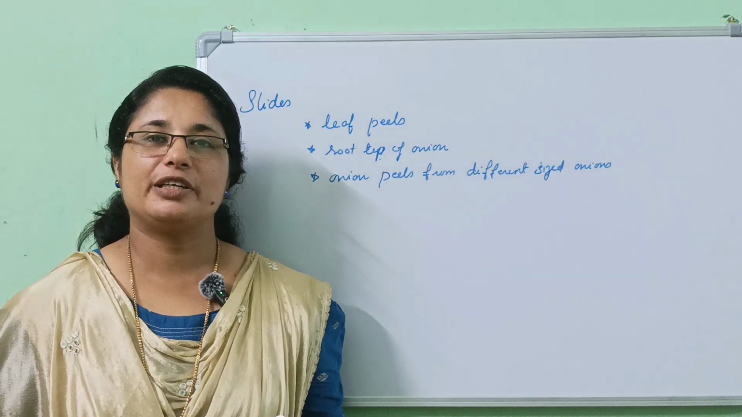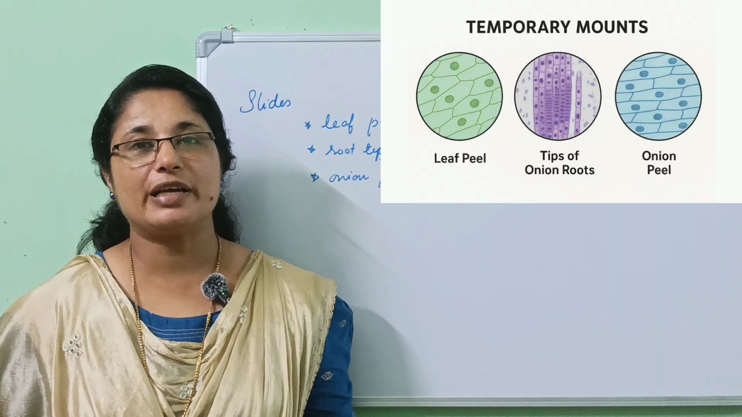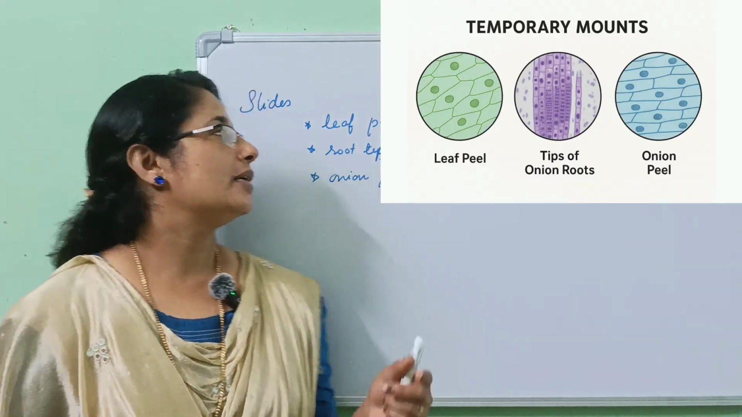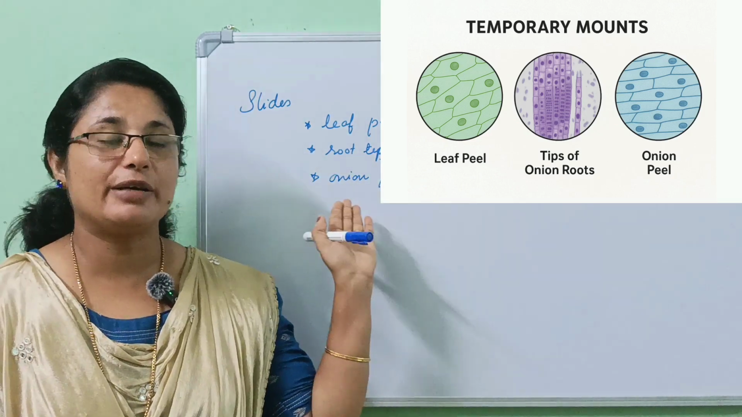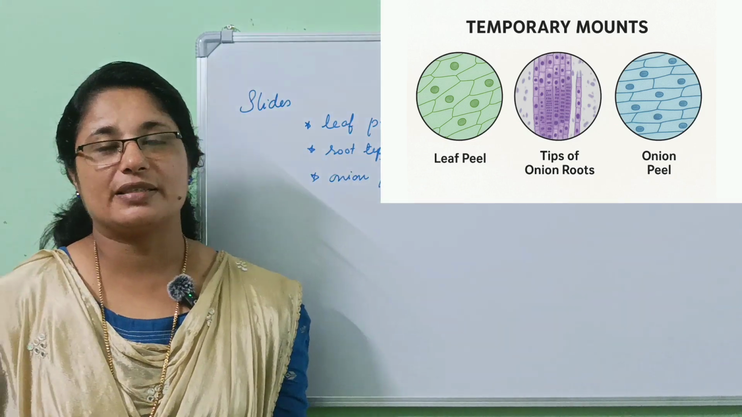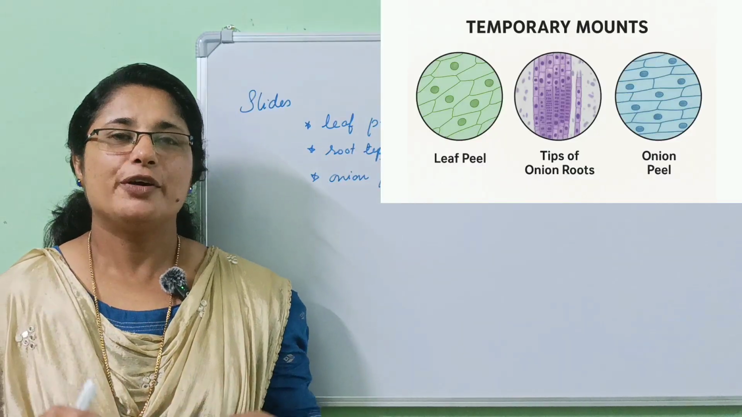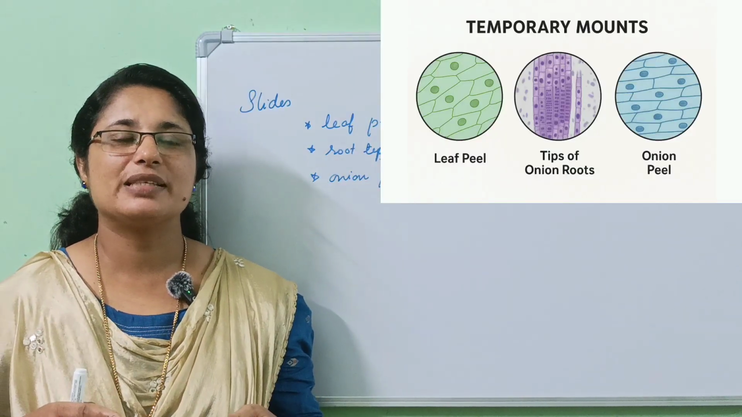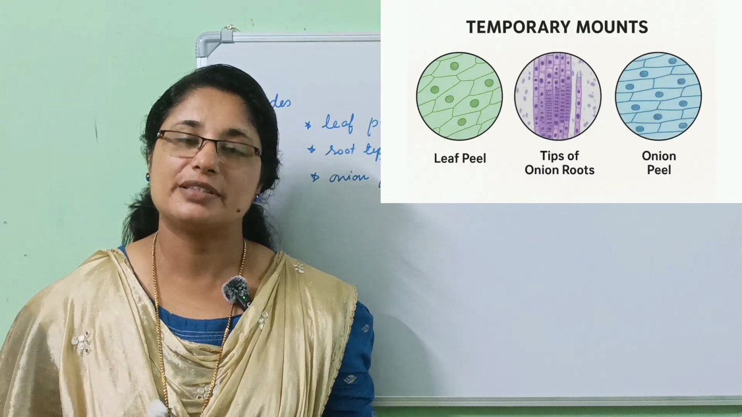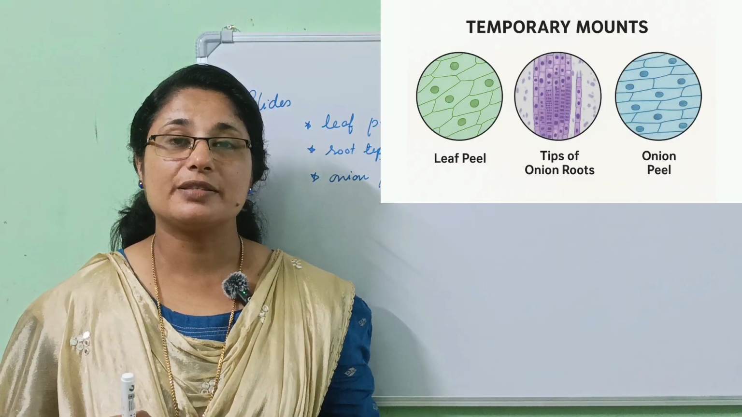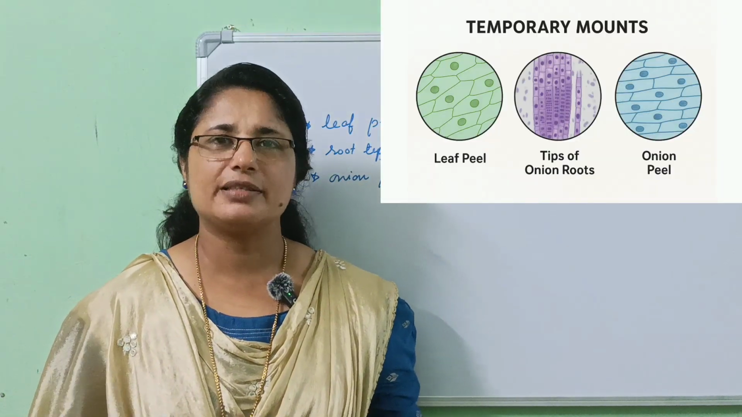In our second activity, prepare temporary mounts or slides, not just from onion peels, but also from leaf peels, root tips of onion, or even onion peels from different sized onions. After observing these under a microscope, ask yourself: do all the cells look the same in size and shape? Do all cells have the same structure, or are there any differences between cells from different plant parts? Can we also find any similarities among them?